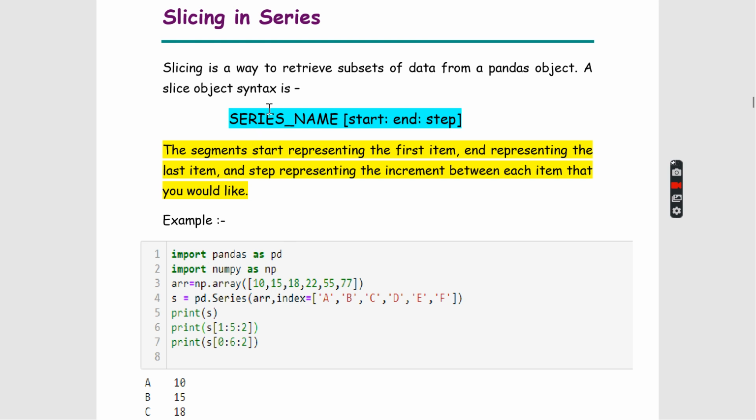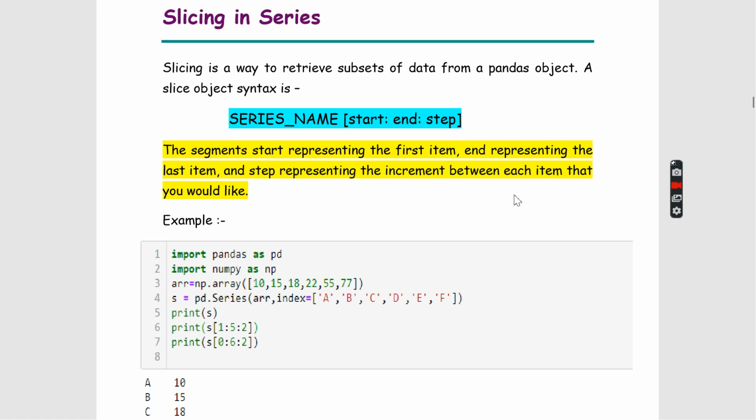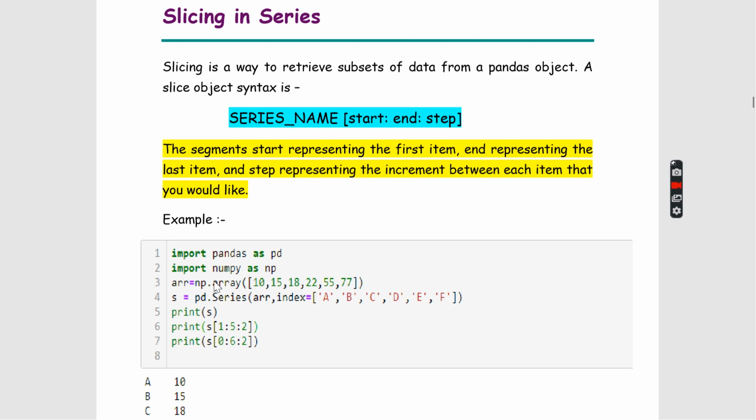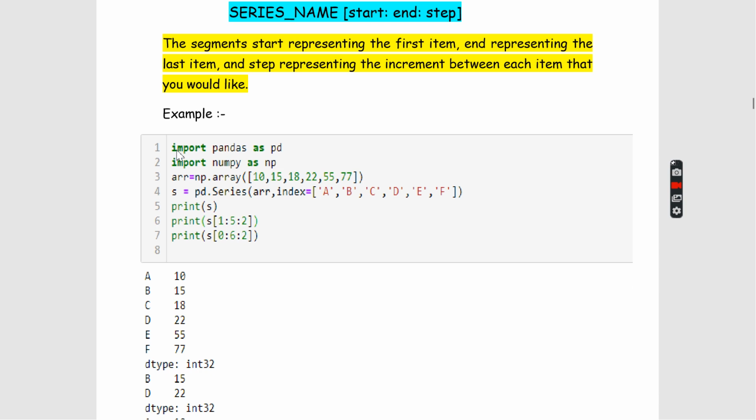So this is the slice. If you give a step value, it will automatically jump by steps, otherwise it won't. In the slice, start represents the first item, end represents the last item, and step represents the increment between each item. That is the jumping value I mentioned, the increment between each item that you would like.